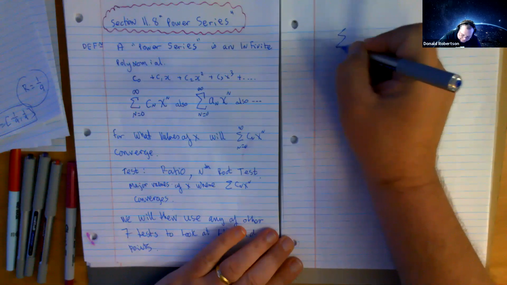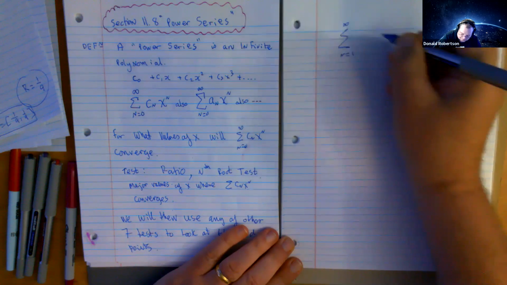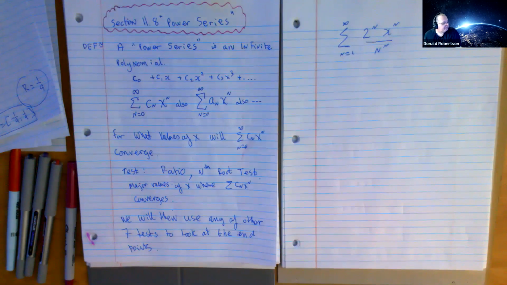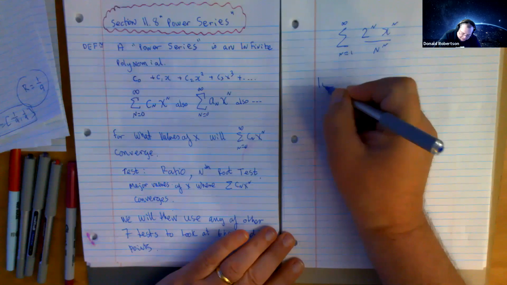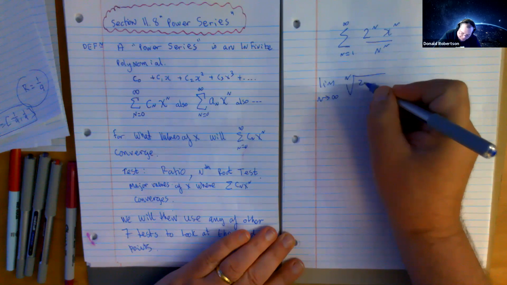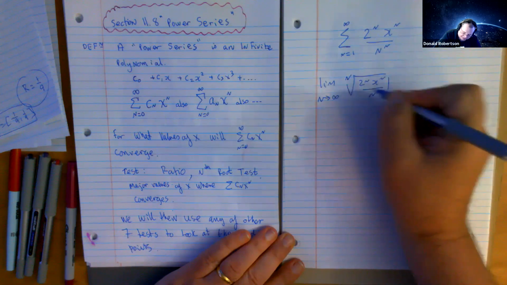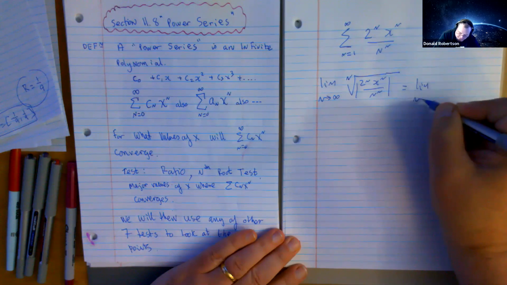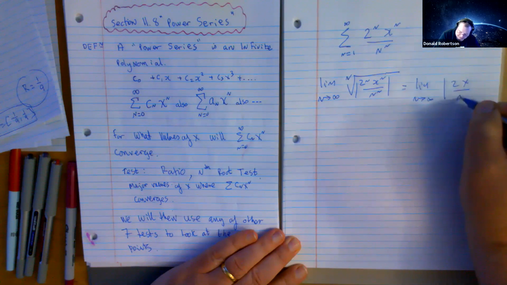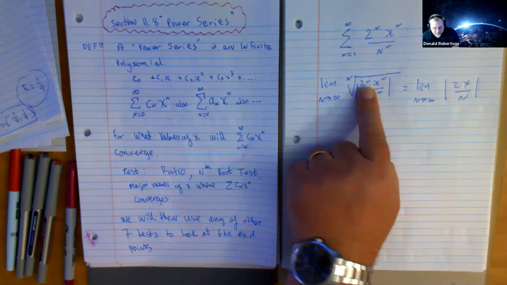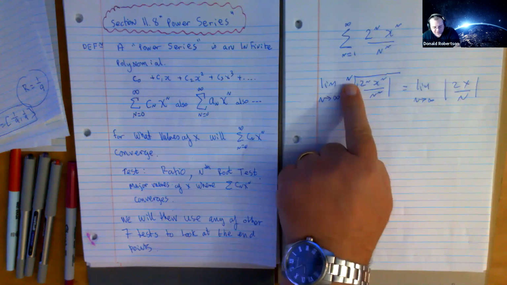Right, you see that guy? Now, I can find the limit as n tends to infinity of the nth root of that guy. Technically, the absolute value of that guy, which is the limit as n tends to infinity of 2x over n. You see how clean that was? Nth root of 2 is 2. Nth root of x to the n is x. Nth root of n to the n is n.